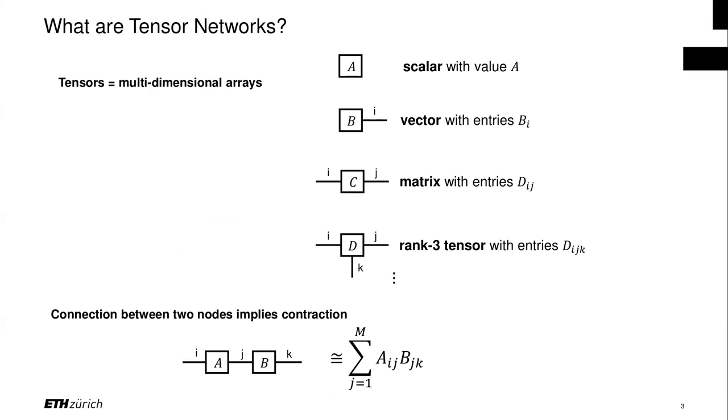The only rule you have to know is that if you take two tensors and you connect a leg between them, this implies that you perform a contraction. That means the algebraic expression represented by that diagram is given by summing over all the possible values of the index that connects the two tensors, and then you multiply the tensor entries. We call the number of values that the variable corresponding to a certain leg takes the bond dimension of that leg, or of that bond.